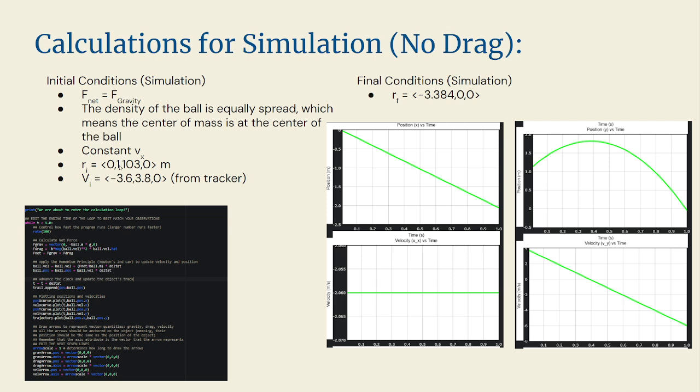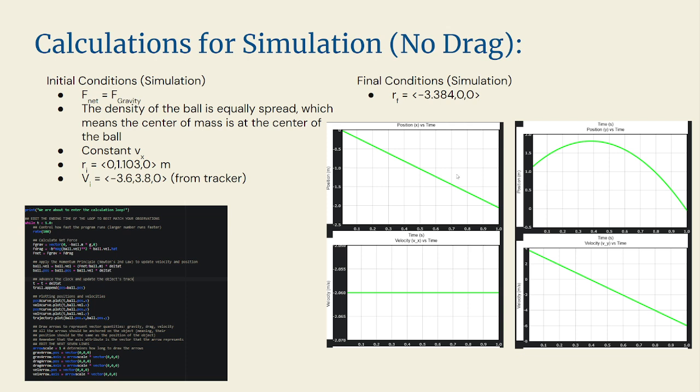Our initial position is 1.103 meters in the y direction, and our velocity is negative 3.6 meters per second in the x direction and 3.8 meters per second in the y direction. And that was taken from Tracker using the first two values to ensure that it's the most accurate without drag. The final condition is that the ball traveled negative 3.384 meters in the x direction, and because the left is the negative direction, this is 3.384 meters to the left.